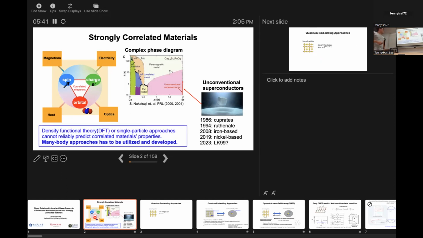So the problem is that this type of strongly correlated material is very hard to describe by the standard density functional theory or any kind of single particle approach. Therefore, it is very important that one has to develop many-body approaches to be able to study the physics in this material or even to predict their properties.